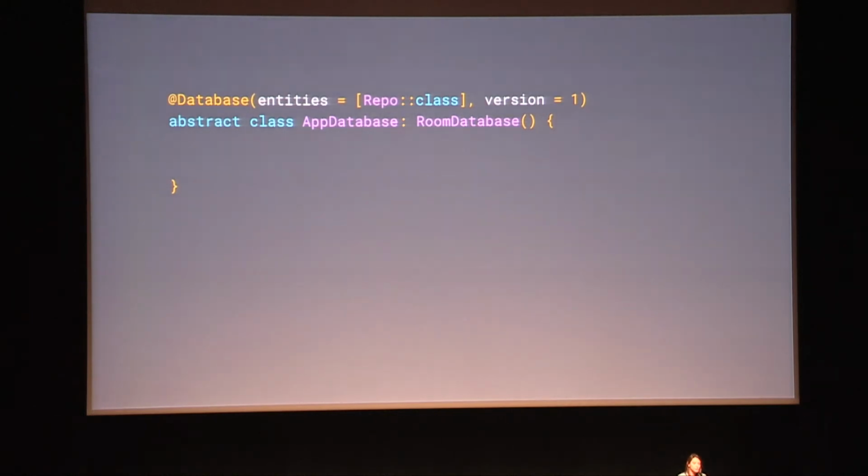Also, what's important here to remember is that only the entities that you add here in this list will be created by Room. So if you're defining multiple tables, but you forget to add them here, don't be surprised if your database is missing those tables. Also, here you would define the DAOs that the database can work with.